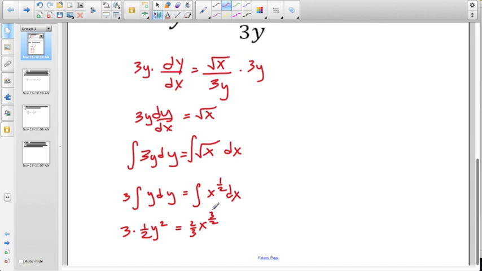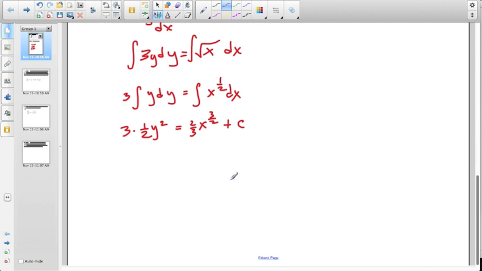And since we did perform an integration, or technically an anti-differentiation step, we do need a constant of integration, which we can just tack on to the side of the expression that has x. We don't have to put them on both sides, since constants of integration can always be combined anyway. And so solving for y, we've got 3/2 y squared equals 2/3 x to the 3/2 plus c.